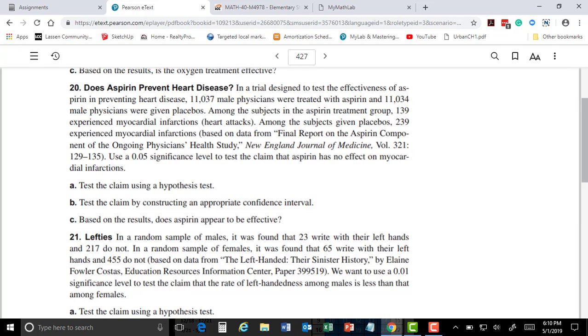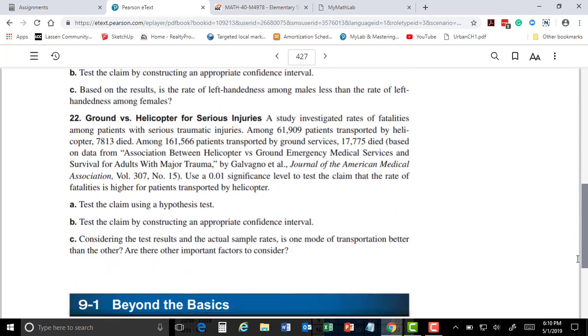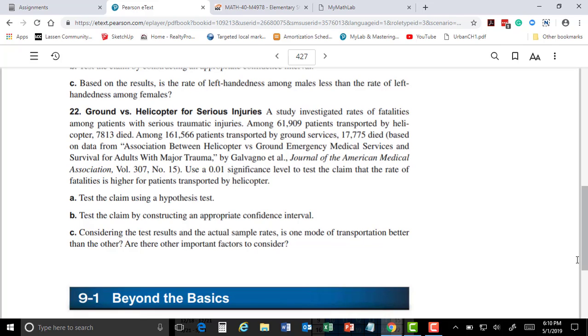How about lefties? Versus using your left hand versus right. Okay, I wanted to actually get on. Oh, here you go. Here's some air stuff you might like. This is for airports: ground versus helicopter for serious injuries.